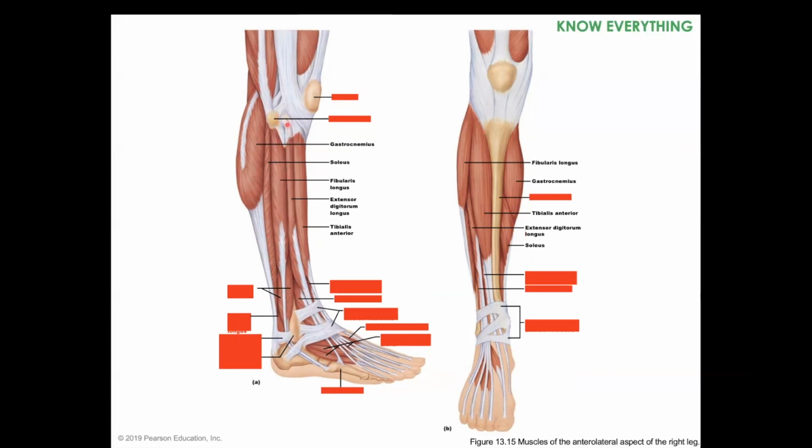And we can see the extensor digitorum longus run down the front of the leg and attach to the phalanges of the feet. And then again, the tibialis anterior here, again, running down the front of the leg and attaching to the metatarsals and phalanges of the foot to help with plantar flexion.